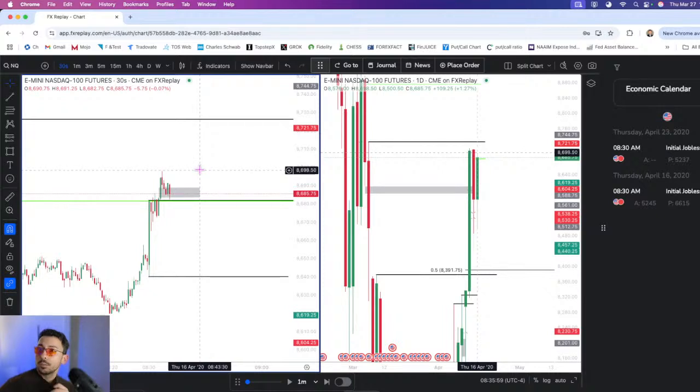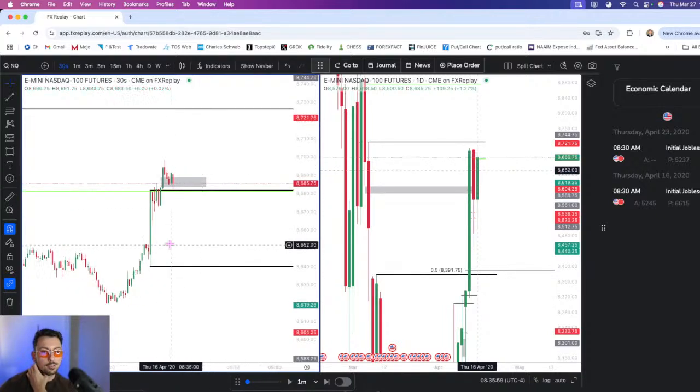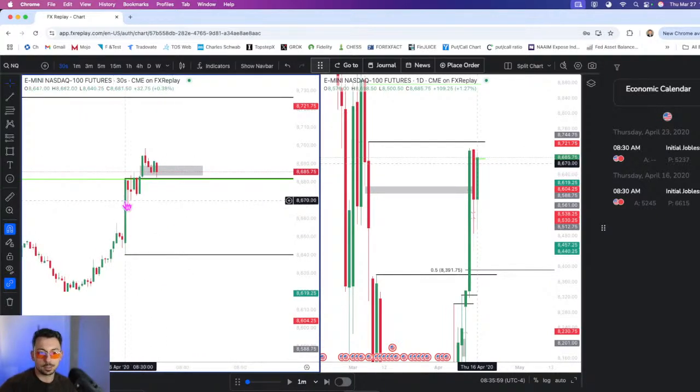How do you know when to mark the data highs and lows? It's just the first candle that forms at 8:30. If it's a big candle, you mark the high and you mark the low.